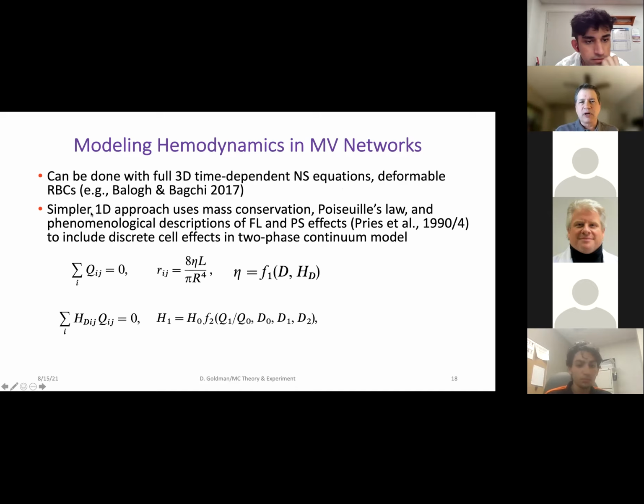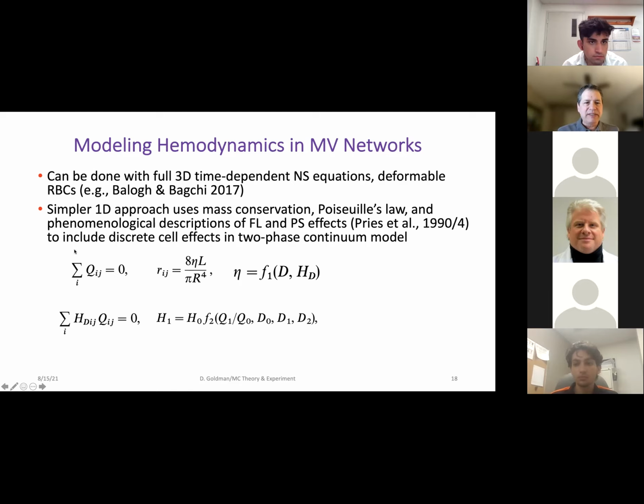A simpler approach for now, similar to what some of our students talked about earlier in terms of using a 1D model versus a 3D model. You can do the same thing in microvascular networks, and you can use a nonlinear circuit model where you just have a 1D description of flow in vessels. Then you just apply basic properties like mass conservation, Poiseuille's law for resistance, viscosity changes, and the plasma skimming effect. So you apply all these things, and you can get a model of flow in a network.